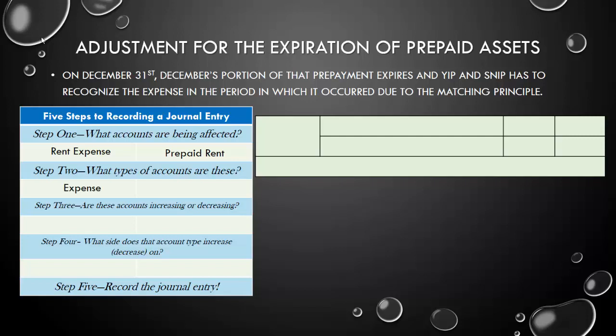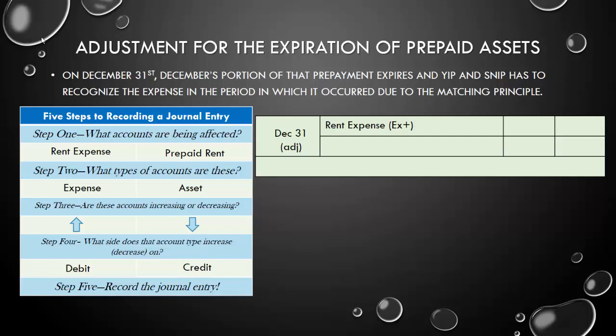What type of accounts are they? Well, rent expense is an expense, and prepaid rent, we just found out, was an asset. Are they increasing or decreasing? Rent expense tracks how much we paid for rent during the period, and since this is expiring, it's going to be going up. Prepaid rent, the amount of rent we have in advance on our books, is going to be decreasing because some of it is expiring. Expenses increase with a debit, and assets decrease with a credit. So, our adjusting entry at the end of the month on December 31st is going to be a debit to rent expense for the amount that is expiring.